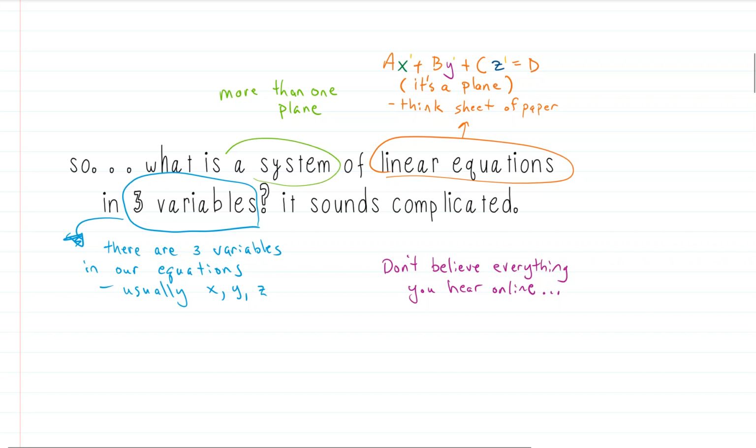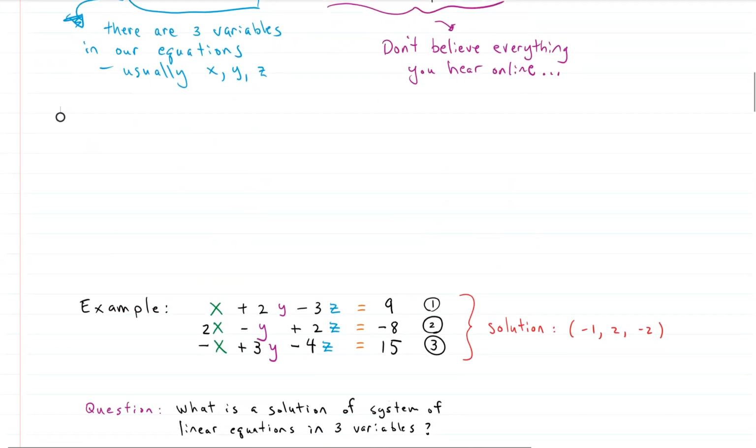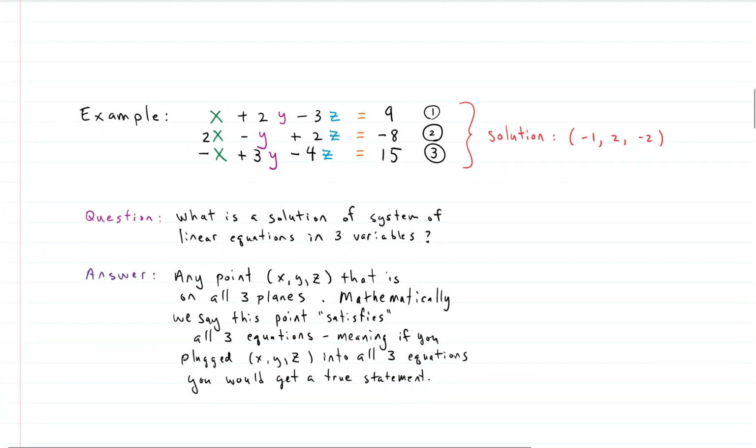What does a system mean? Well, that just means you have more than one of them. So you have more than one sheet of paper or more than one plane. In our case here, we're going to have three sheets of paper or three equations that all represent two-dimensional planes. So in reality, it sounds really complicated, but you shouldn't believe everything you hear online, because it isn't. It's not complicated at all.